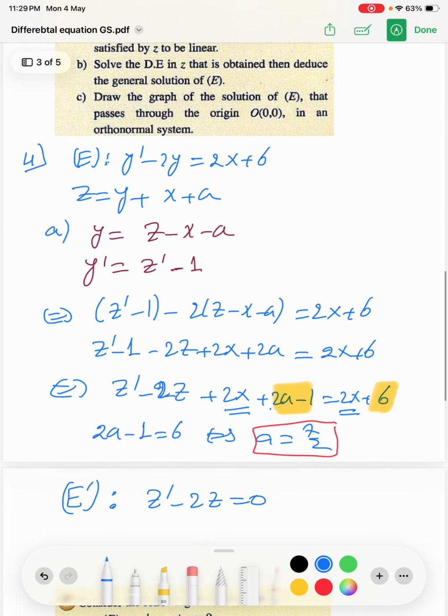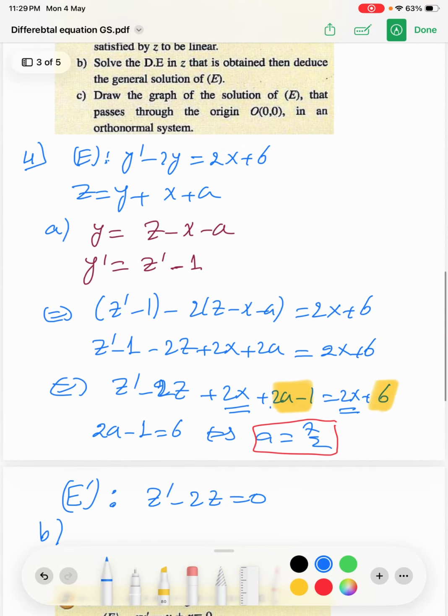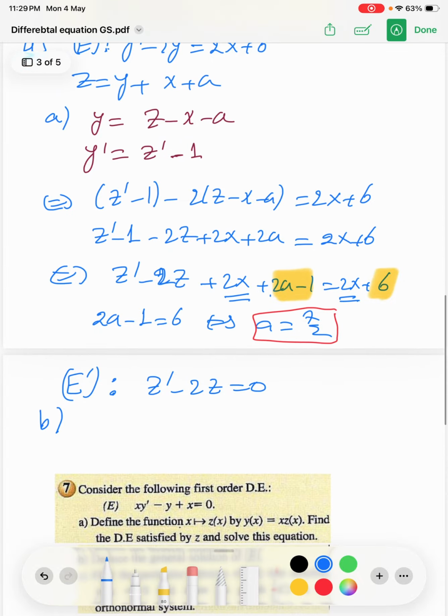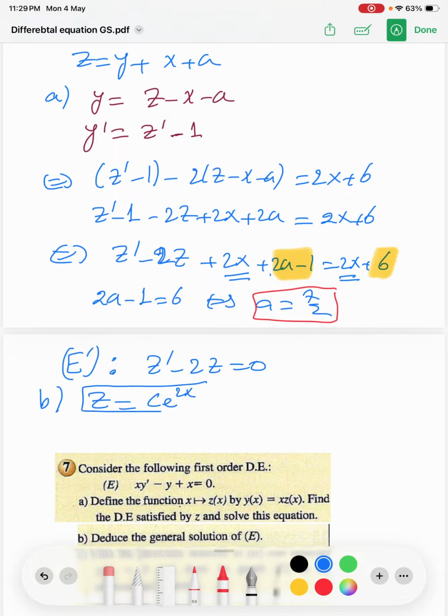And part B, find the differential equation that in z that is obtained, and then deduce the general solution of E. Again, we need to find the differential equation of this equation. The general solution of this one is z equal c exponential of 2x. This is the general solution of this equation E prime.